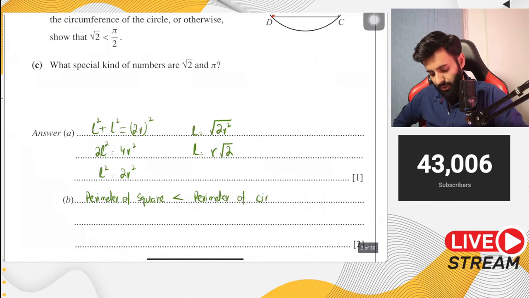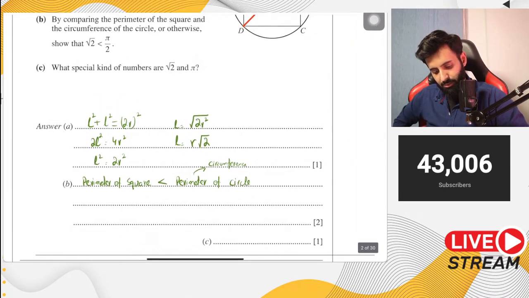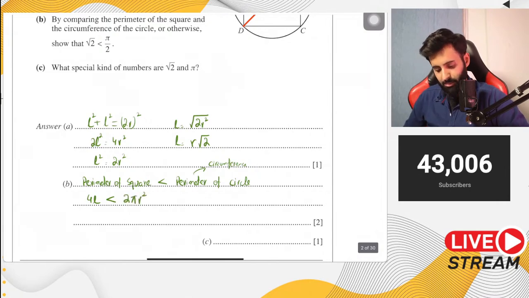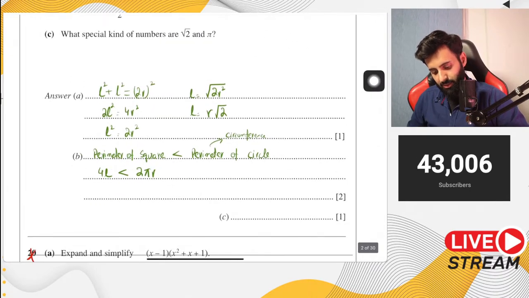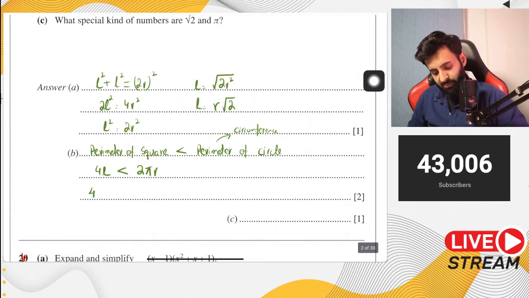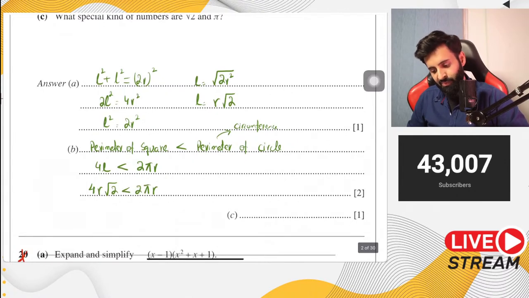And when we say the perimeter of the circle, we're actually talking about the circumference. Okay, how will I calculate the perimeter of the square? It's going to be 4L. And this is less than the perimeter of the circle, which means 2 pi r. Not 2 pi r squared, just 2 pi r. Now, thankfully, the question has already made us work out L in terms of r. So that's what I'm going to do now. I'm going to replace L with r under root 2, so that's less than 2 pi r. Then the r and the r get cancelled out. You have 4 times r root 2 and you have 2 pi r.